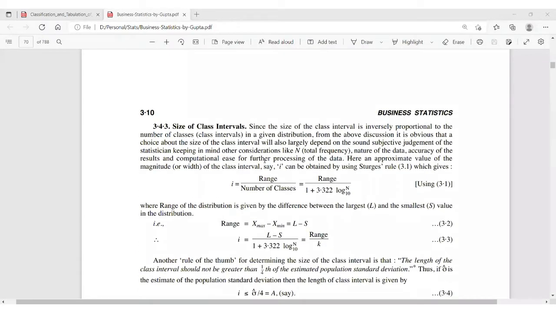Sizes of the class intervals. Now, size of the class intervals. Since the size of the class interval is inversely proportional to the number of classes, I have told you, find out the range and then find out this, right? Read this one.